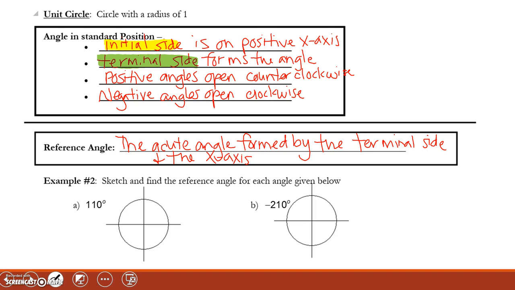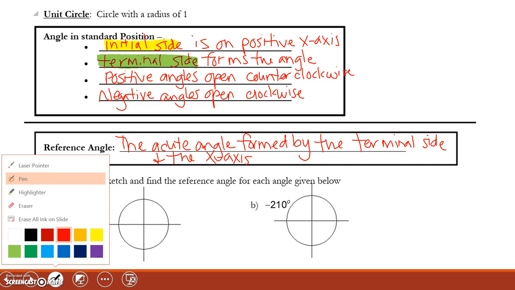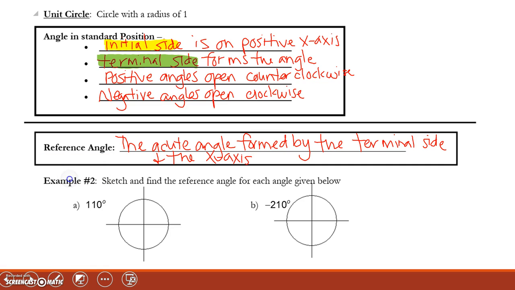So today we are going to be talking about unit circles and angles within that unit circle. A unit circle is a circle with a radius of 1. And so for an angle in standard position, there are 4 characteristics. The first is that the initial side is on the positive x-axis. And then the terminal side forms the angle.